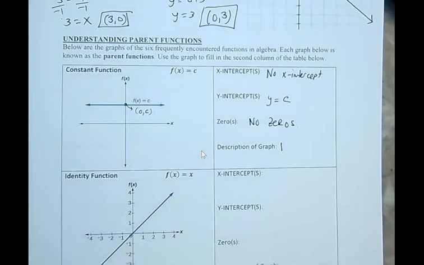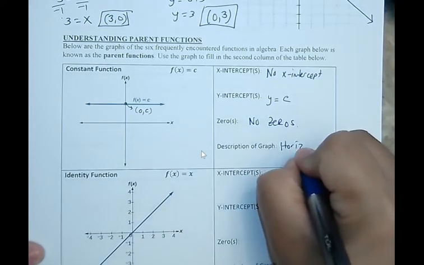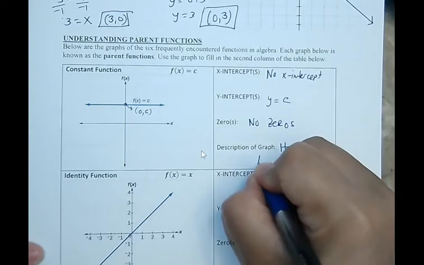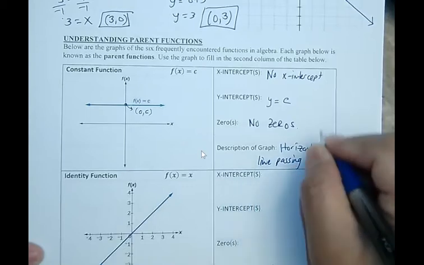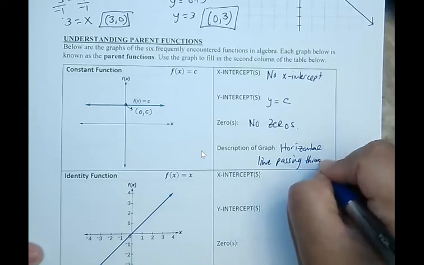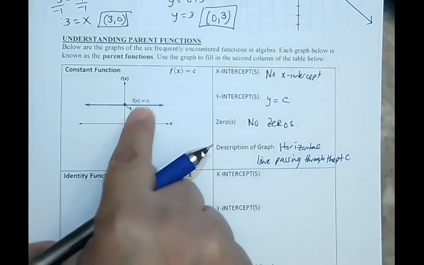Okay, so the description of the graph here is a horizontal line passing through the point c, in this case, c.